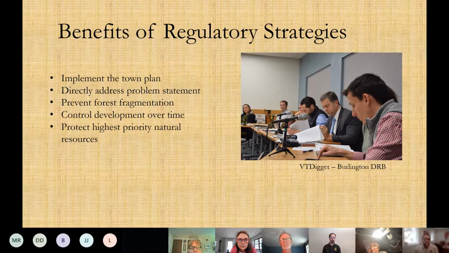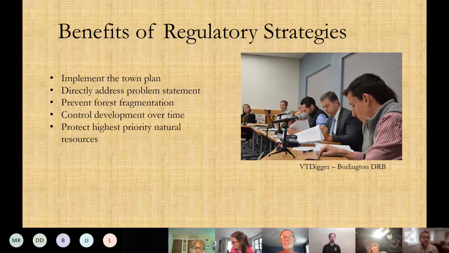Statewide, I think we're capped out at about 83% of Vermont towns have zoning and subdivision, and we haven't seen that change appreciably in the last 2 decades. So a lot of the towns that are going to be using regulatory strategies have already gone there. But I think there's room for more towns to consider that type of approach.